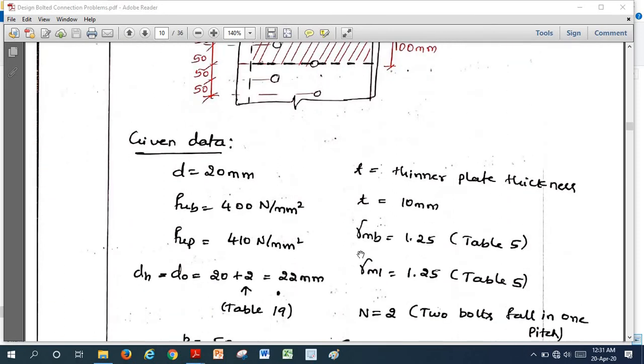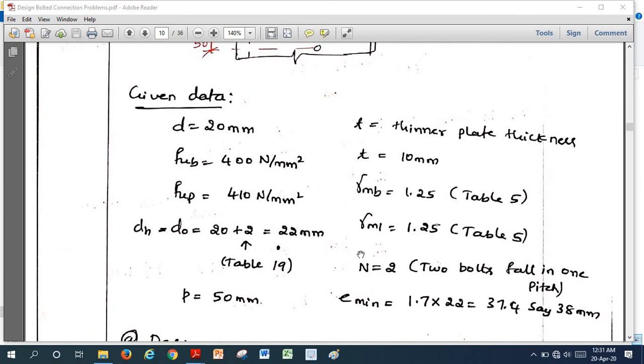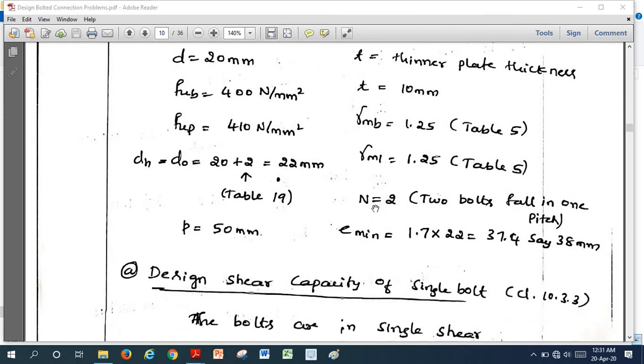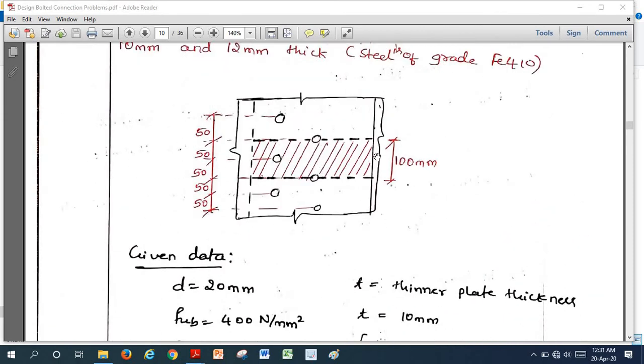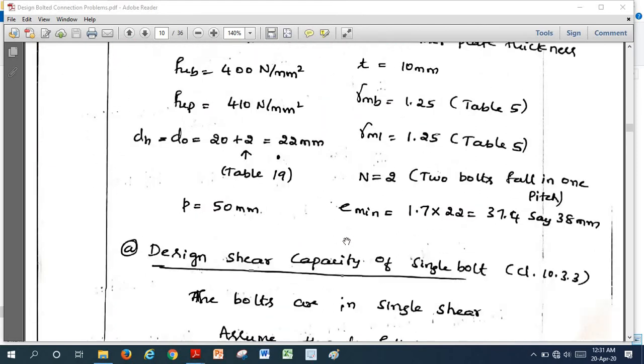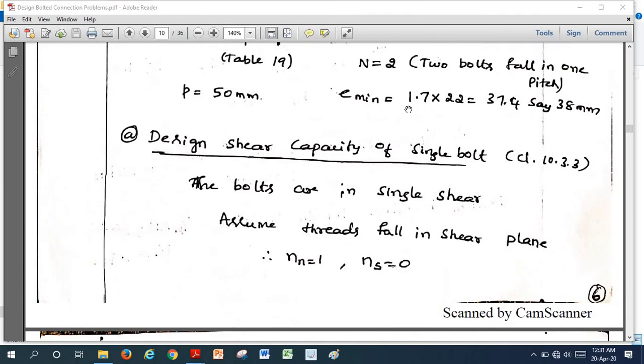Here also we should calculate the design strength of the joint for shear, for bearing, for tensile strength, and also the solid plate strength. Here n is 2. What is n? The number of bolts falling in this pitch: half a bolt from here, half a bolt from here, and one bolt, so a total of 2 bolts fall in this pitch. Now I have taken e minimum as 1.7 times the diameter of the bolt, that is 37.4, so 38 mm, for the calculation of the Kb value.